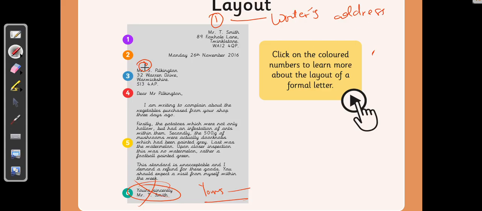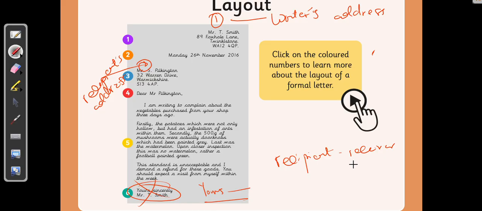Writer's address, while address 2 is the recipient's address. Now, recipient means the receiver. Don't forget. Means receiver. All right.